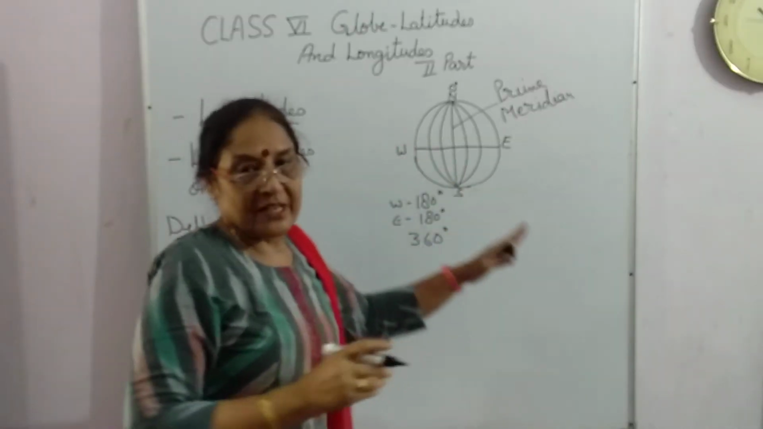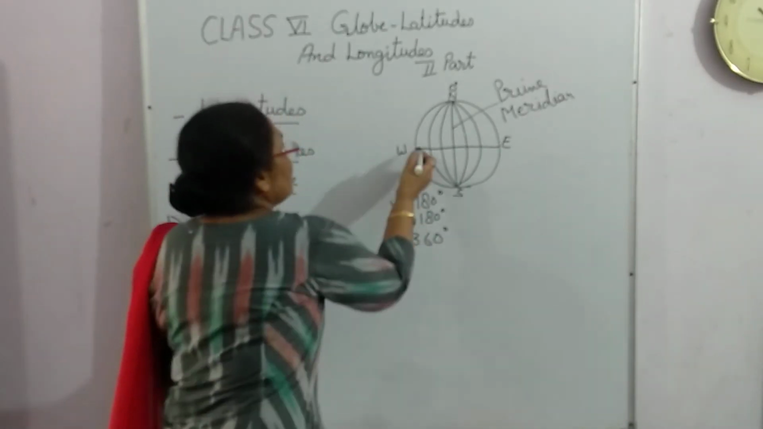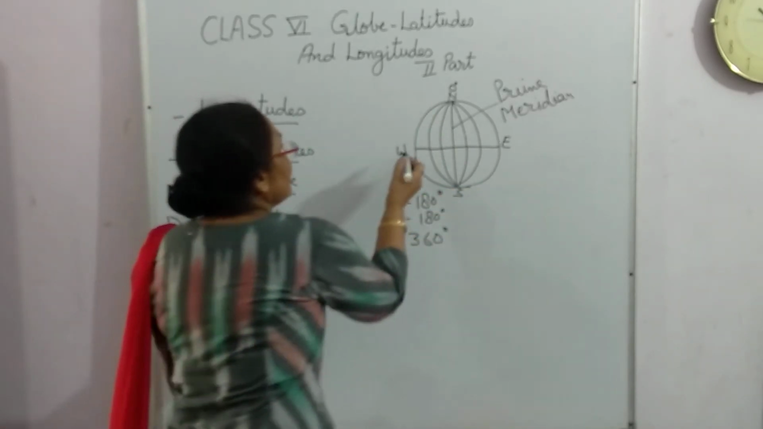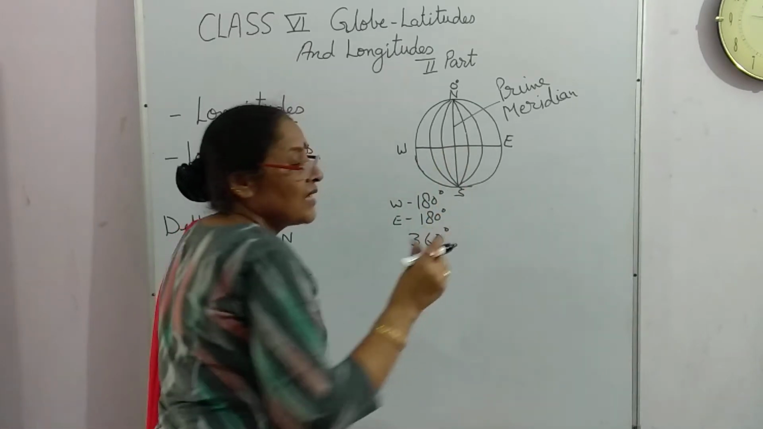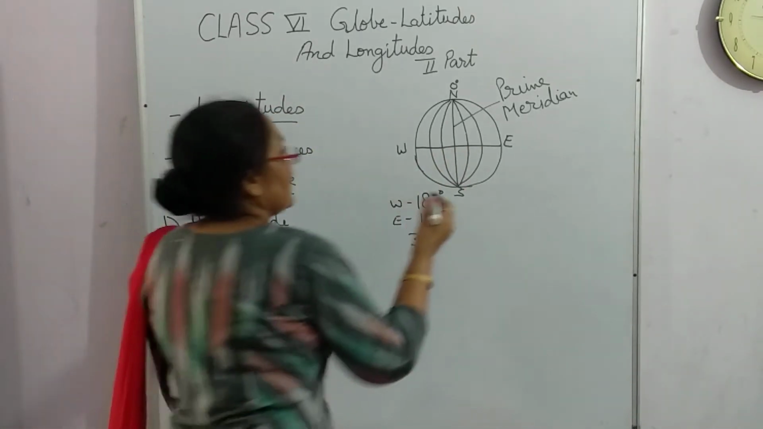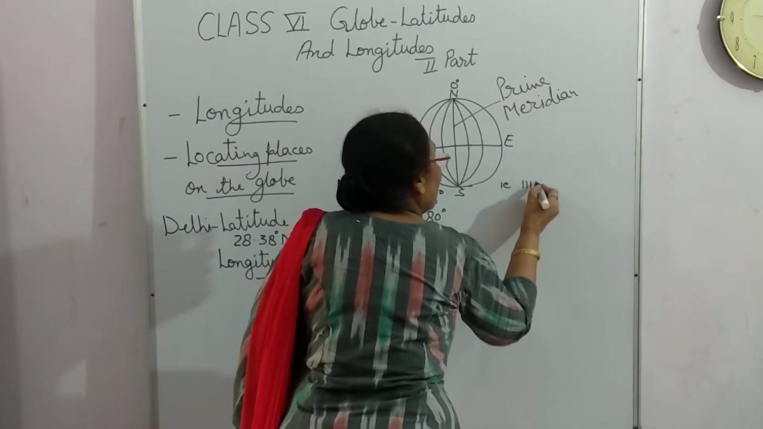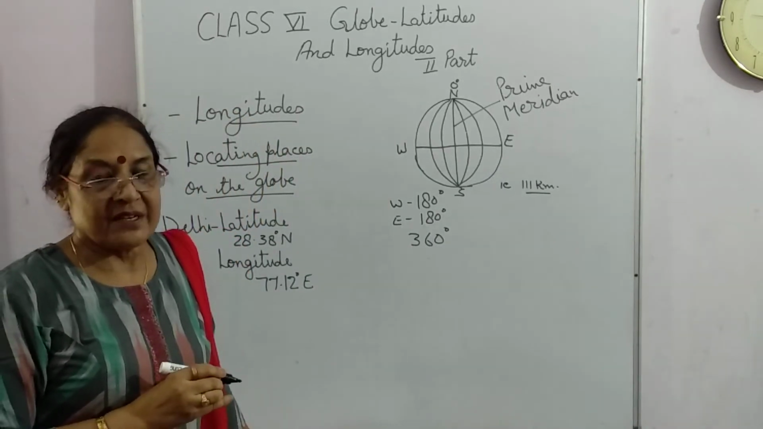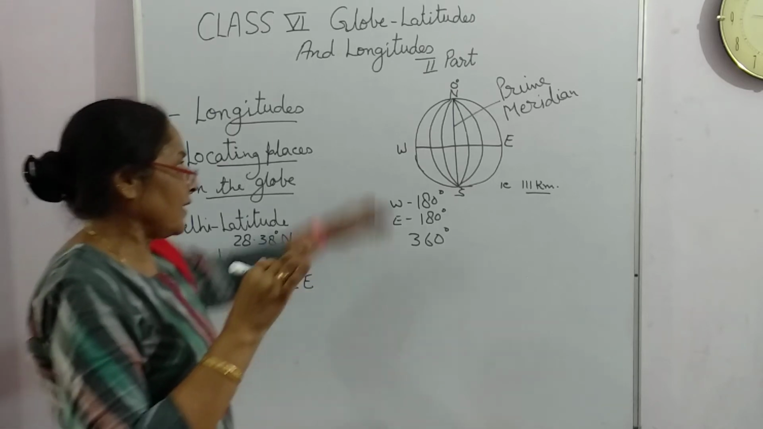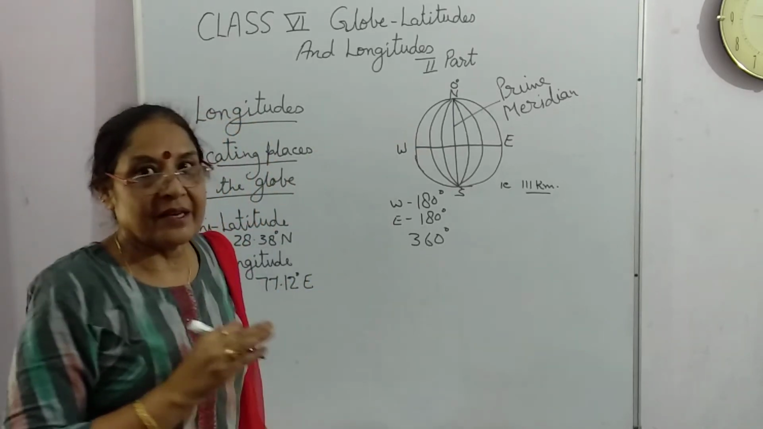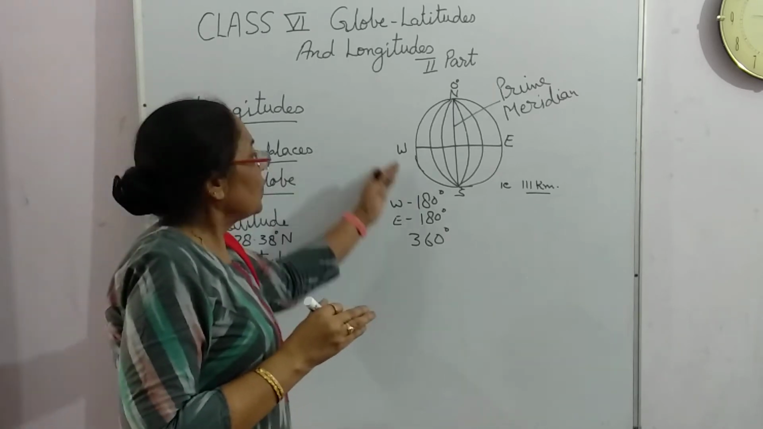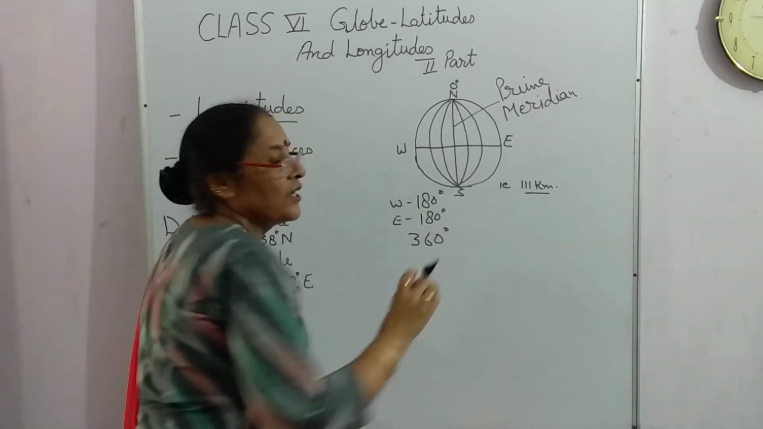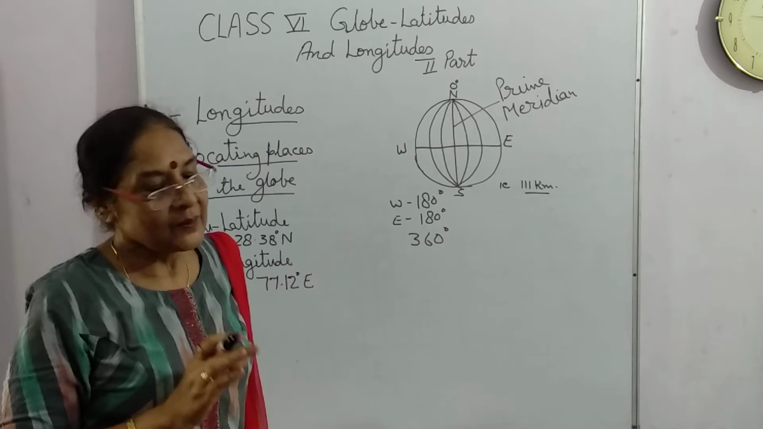The distance between two longitudes is maximum at the equator, as shown in the picture. This is the maximum distance between two longitudes. The distance between two longitudes at the equator is 111 kilometers. As we move towards the poles, the South Pole or North Pole, the distance between the longitudes decreases. Clear? Okay.